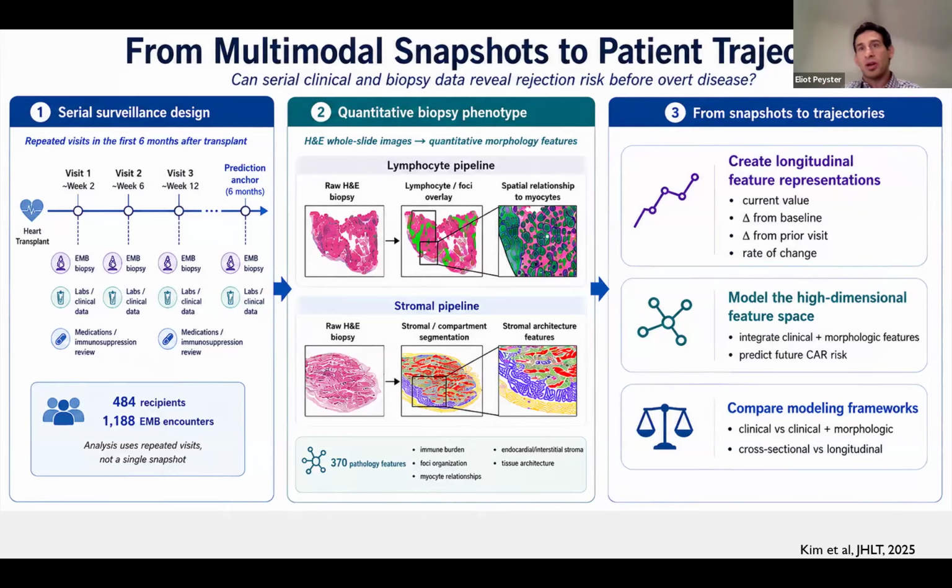morphologic domain, which used our computational pathology pipelines to extract hundreds of quantitative features pertaining to immune cell infiltration and stromal remodeling. For both clinical and morphologic domains, we modeled the current value and the rates of change over different time intervals since previous visits. So now we're not simply integrating across modalities, we are integrating patient-specific trajectories over time. We then compared modeling strategies, assessing whether a temporal modeling framework was really value added.